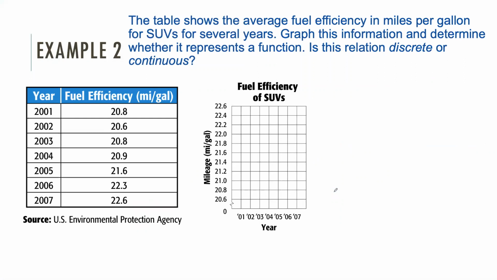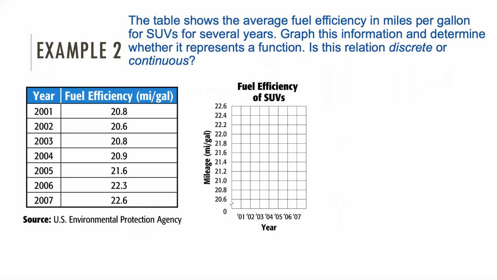All right, so taking a look at our example 2, the table shows the average fuel efficiency in miles per gallon for SUVs for several years. Graph this information to determine whether it is representative of a function, and whether the relation is discrete or continuous.